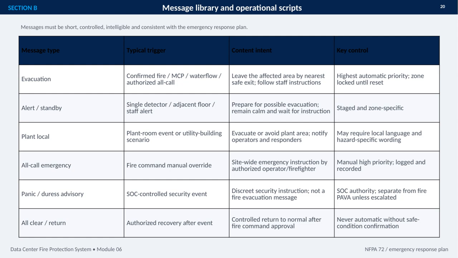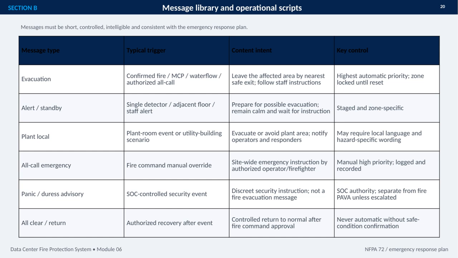For a confirmed fire, manual call point, water flow signal, or authorized all call, the evacuation message directs people to leave through the nearest safe exit and follow staff instructions. This has the highest automatic priority, and the affected zone remains locked until reset. Alert or standby messages are more limited. They may follow a single detector, an adjacent floor event, or a staff alert, and they tell people to prepare while waiting for further instruction.